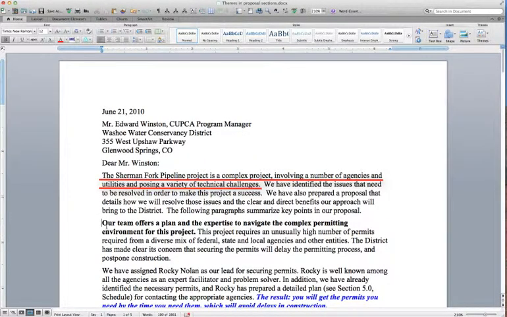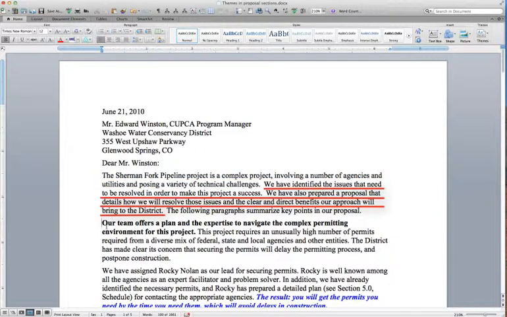The first paragraph tells the readers that we understand the complex nature of the project. The second and third sentences tells them that we understand the issues, we have prepared a plan to resolve them, and that our solutions have clear benefits to the customer. Next, we announced what we see as the key features of our approach, which are in fact our main themes, or the reasons why the customer should select us.